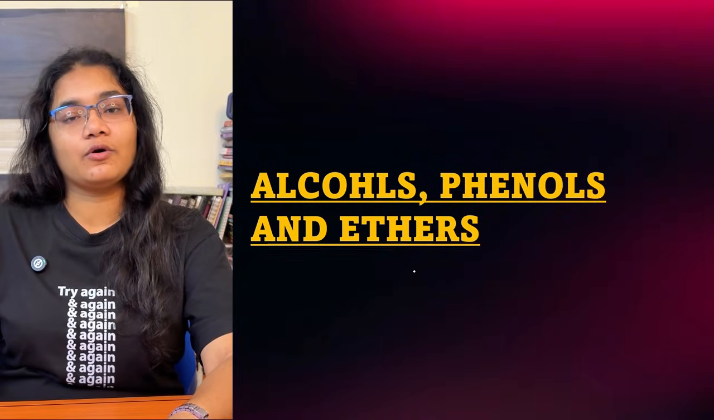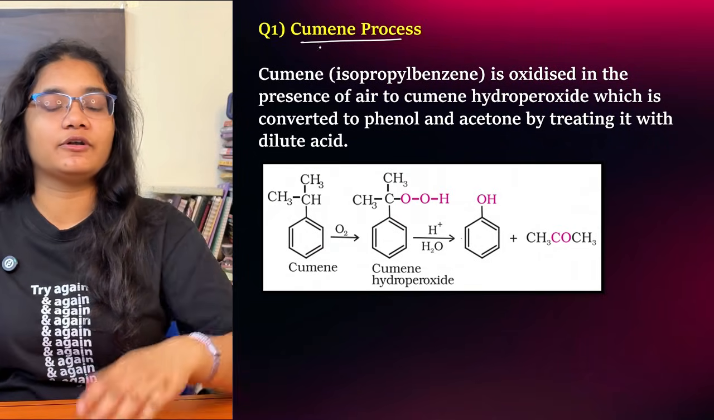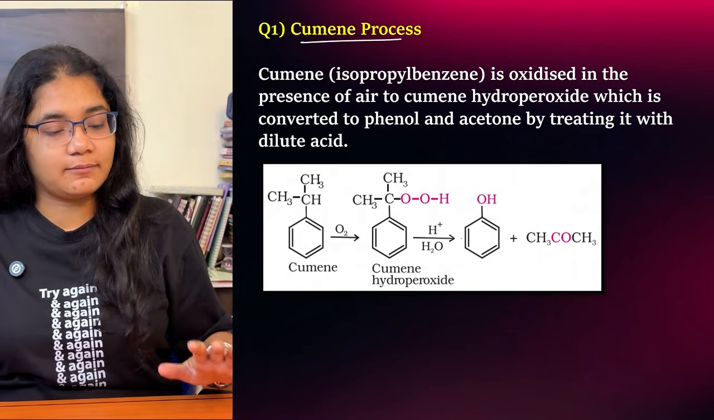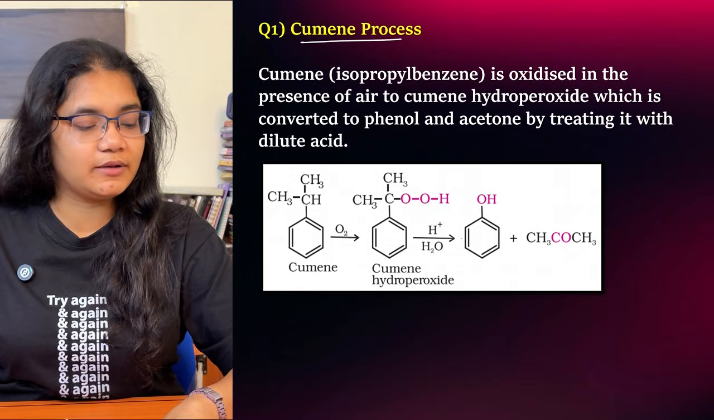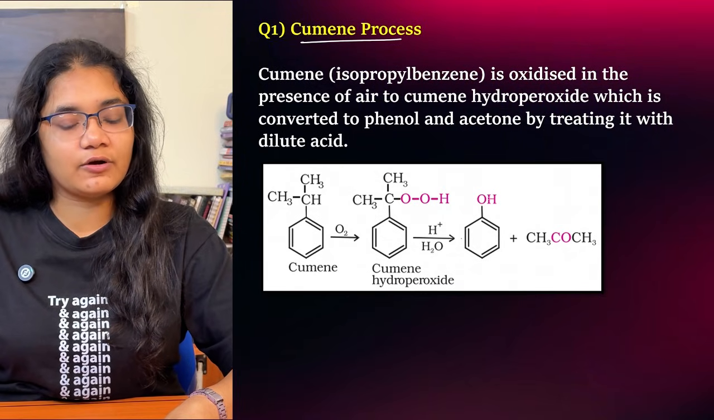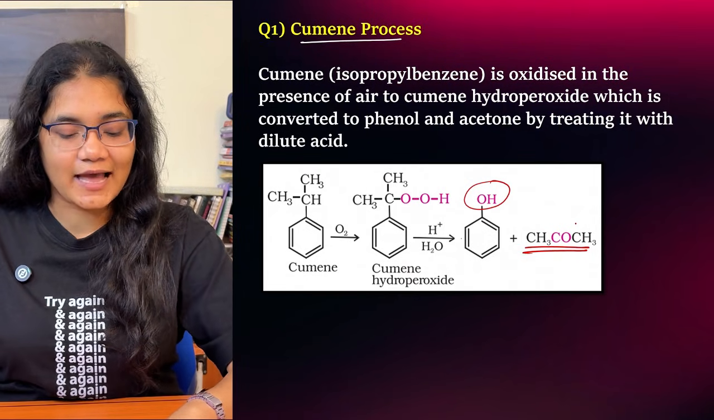Next, let's move to alcohols, phenols, and ethers. Here also some important name reactions. Cumene process for the preparation of phenol is very, very important. So first we take cumene, then we oxidize it to give you cumene peroxide, and after that on hydrolysis you get phenol, and the byproduct is also important, that is acetone.